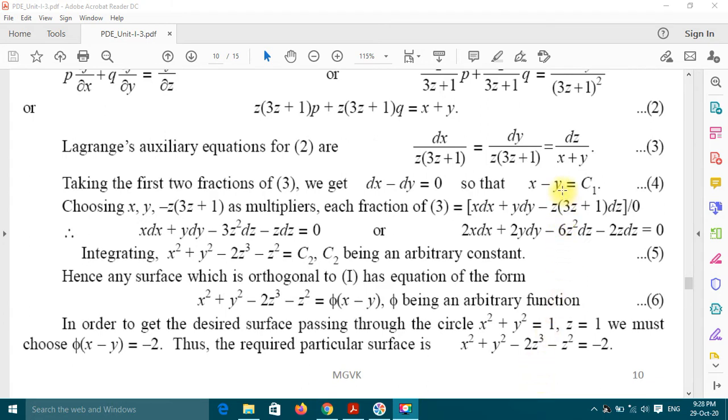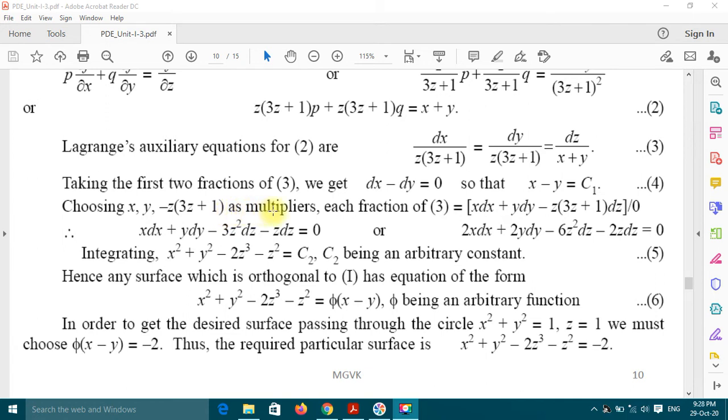Now we have found the first integral surface, and we are trying to find the second integral surface of equation number 2. So for this we take x, y, and −z(3z + 1) as the multipliers.